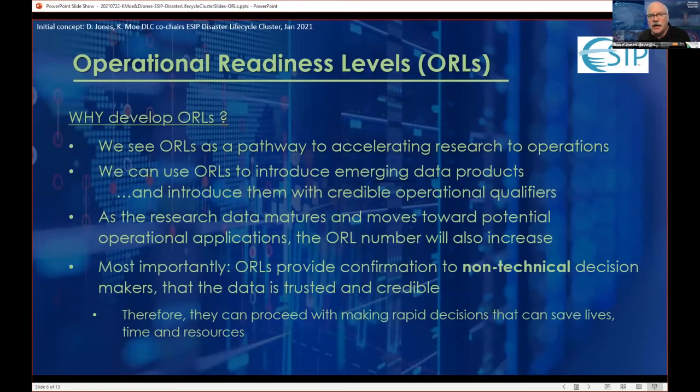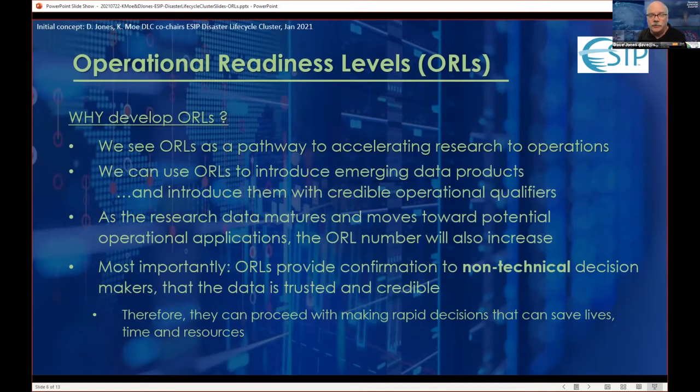Because ORLs, if you have an ORL of one, it's there all the time. It's updated frequently. It has a person to call if you have a problem. It has a secure connection. It has updates if the service changes, things like that. But we can use ORLs to introduce emerging data products and introduce them with credible operational qualifiers.